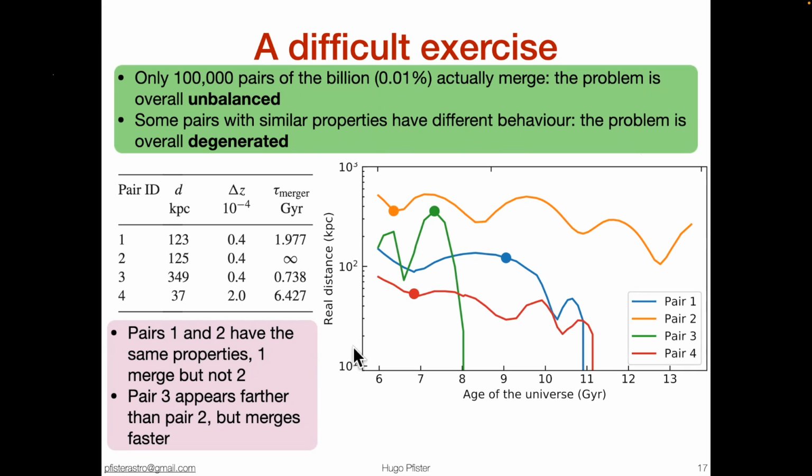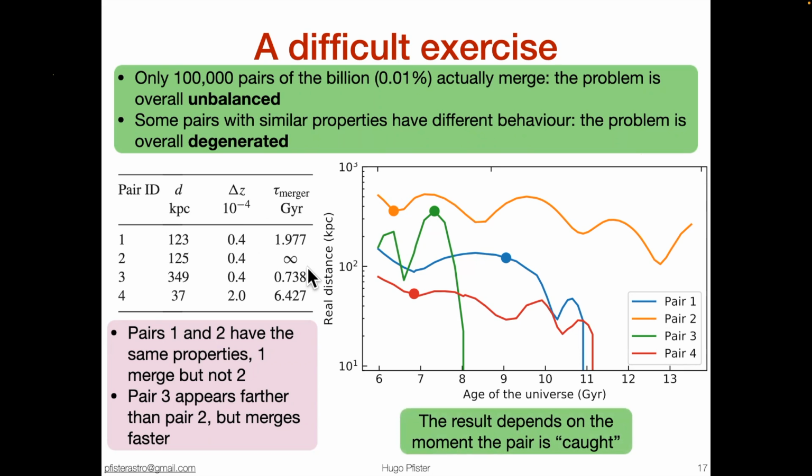And if you actually look into the simulation to understand why this happens, I'm showing here the relative distance between the two galaxies as a function of time for every pair. And the dot corresponds to the moment we catch the galaxy pair. The issue is that if you catch the galaxy pair at a pericenter or an apocenter, you can see that there will be differences. So the result depends on the moment the pair is caught. And again, this is a very big problem because when you are looking at your pair in the sky, you cannot wait. Even if you wait, the picture will be exactly the same.